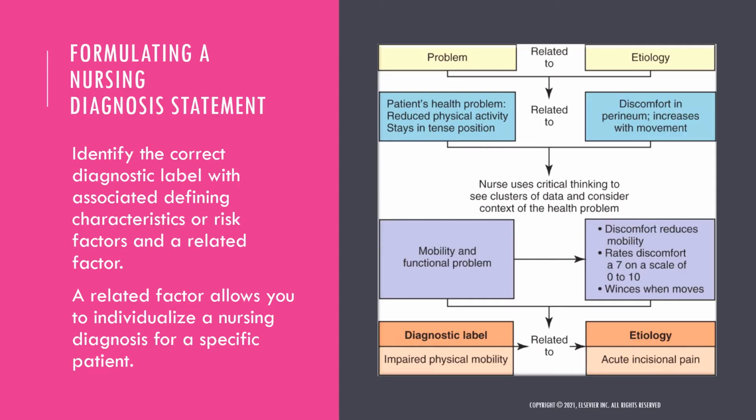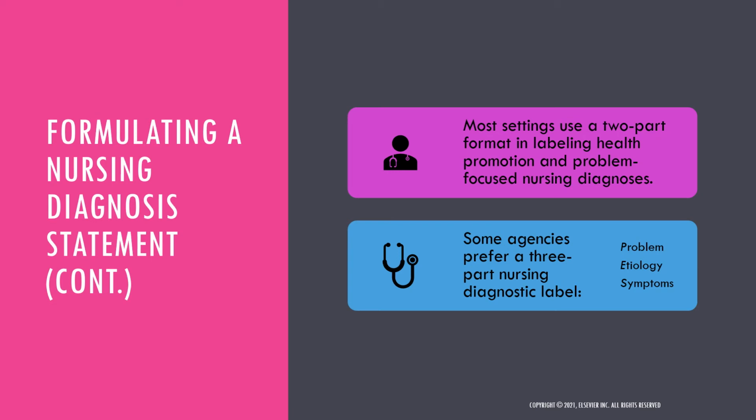So how do we formulate a nursing diagnosis statement? Well, we need to identify the correct diagnostic label with associated defining characteristics or risk factors and a related factor. A related factor allows you to individualize a nursing diagnosis for a specific patient. And here's a flowchart that helps you a little bit. Most settings use a two-part format in labeling health promotion and problem-focused nursing diagnosis. Some agencies prefer a three-part nursing diagnostic label.